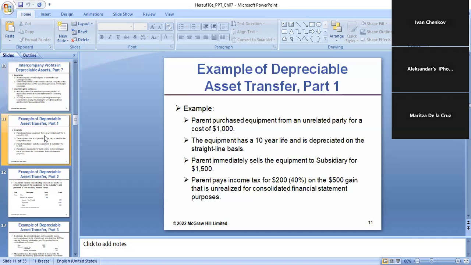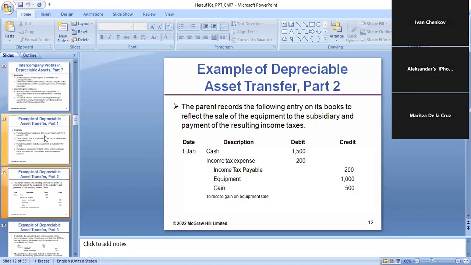Now, in this case, the parent has to pay taxes on the $500. If paying 40%, that will be $200. That will be an unrealized $500 gain, which the parent is going to show on the parent statement. That will be eliminated for the consolidation because that's an unrealized gain. However, the parent still has to pay the taxes. Don't get me wrong here. The parent pays the taxes to the government because that's a third-party transaction.